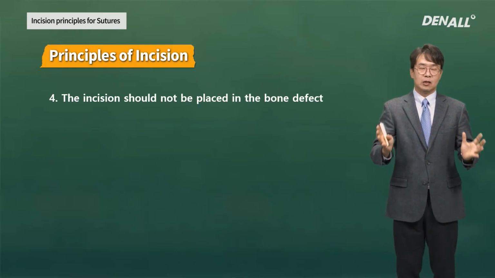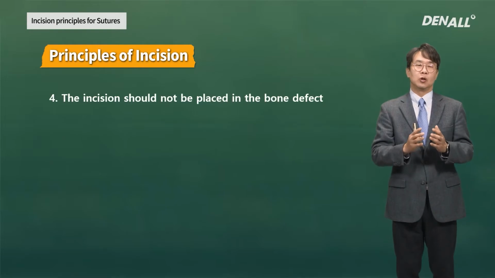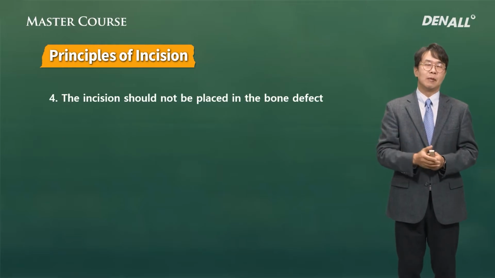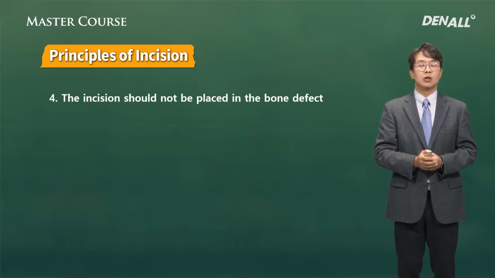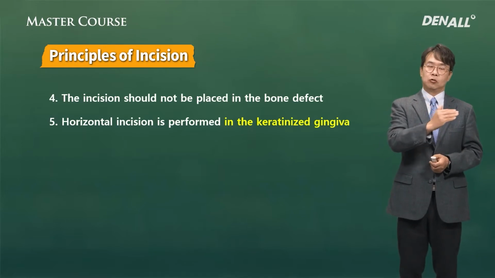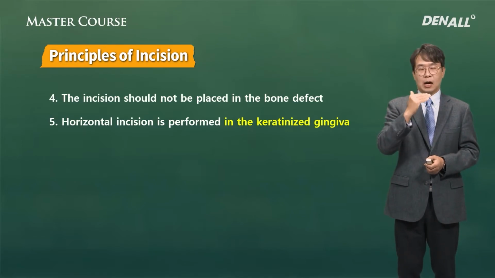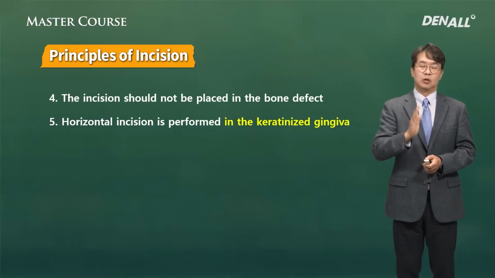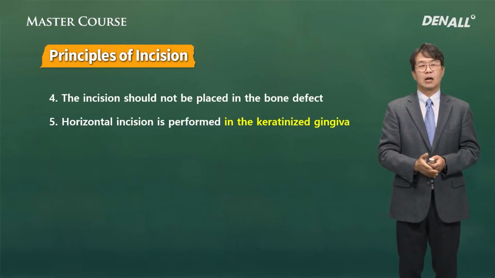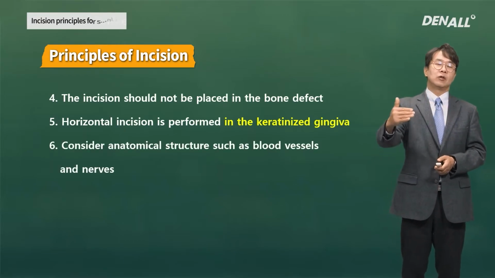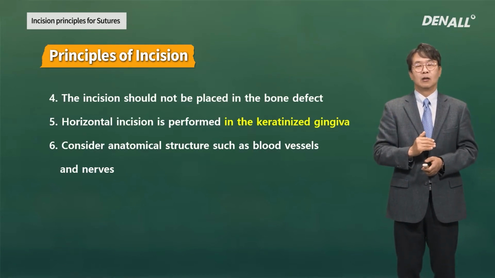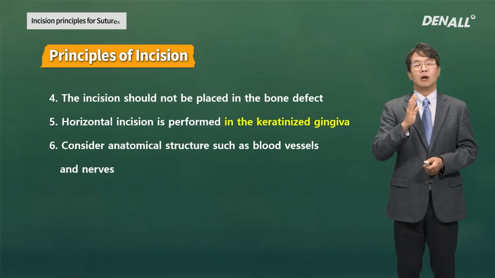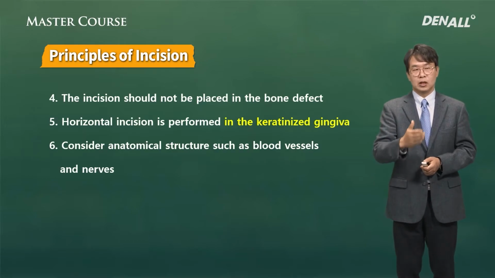The incision should not be placed in the bone defect. If the bone defect is not completely healed, the soft tissue is not healed as well. Therefore, tearing can occur to the soft tissue. When a horizontal incision is performed, whether it is in the keratinized gingiva or not makes a difference, so it should be done in the keratinized gingiva. When you make an incision, you need to consider the blood vessels. That helps healing. From the beginning, try to make a deep incision involving periosteum.